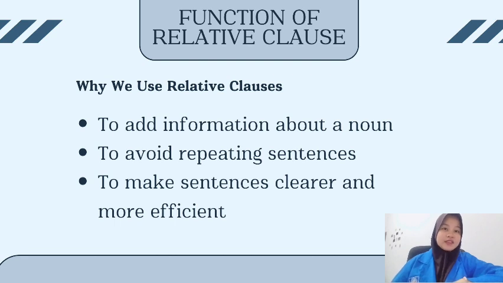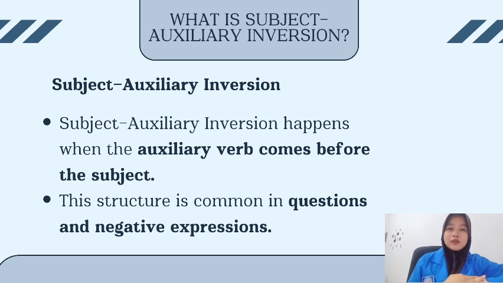Alright, after discussing relative clauses, we'll now move on to the second topic in part 1, which is subject auxiliary inversion. So, what is subject auxiliary inversion? Subject auxiliary inversion occurs when the auxiliary verb is placed before the subject. This structure is very common in questions and also in negative expressions for emphasis. In other words, the normal order of subject and verb is reversed for specific purposes.